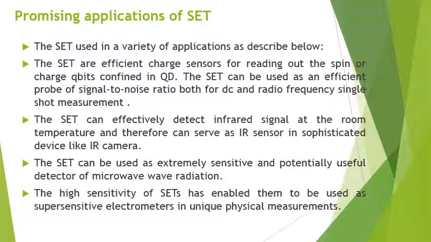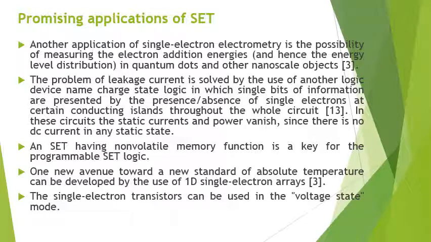Then the second application is that it is used to detect infrared signals at room temperature and therefore can serve as an IR sensor in sophisticated devices like an IR camera. Then next, it can be used as an extremely sensitive and potentially useful detector of microwave radiation. Then due to the high sensitivity of single electron transistors, they can be used as super sensitive electrometers in unique physical measurements. Another application of single electron electrometry is the possibility of measuring the electron addition energies and hence the energy level distribution in quantum dots and other nanoscale objects.